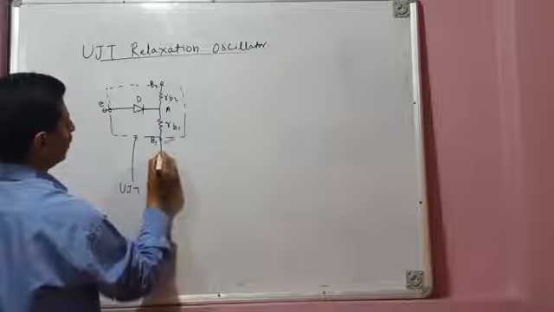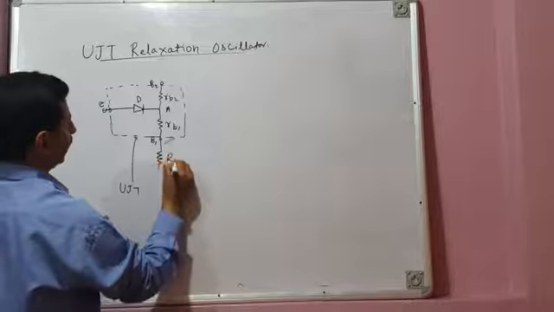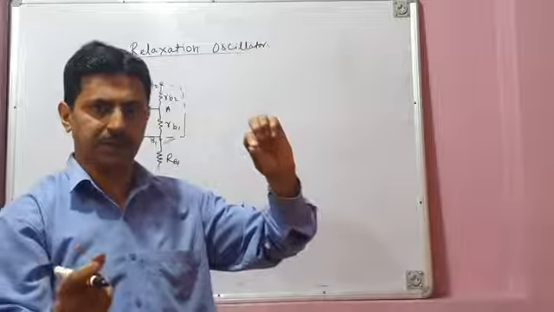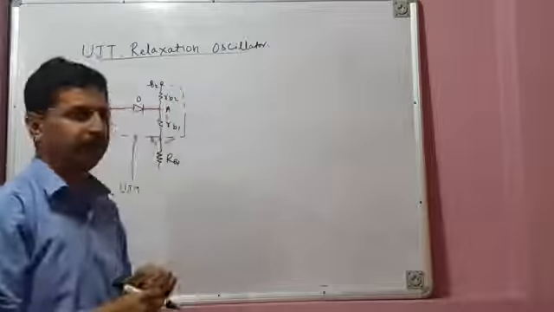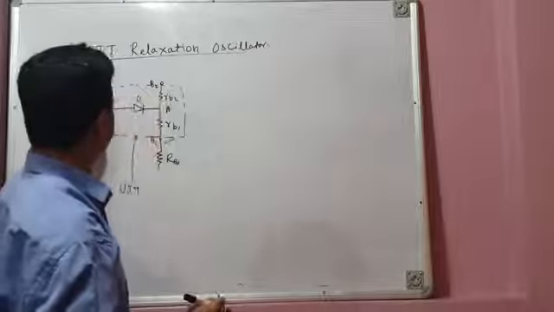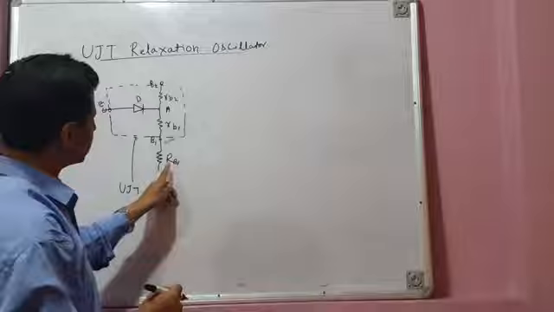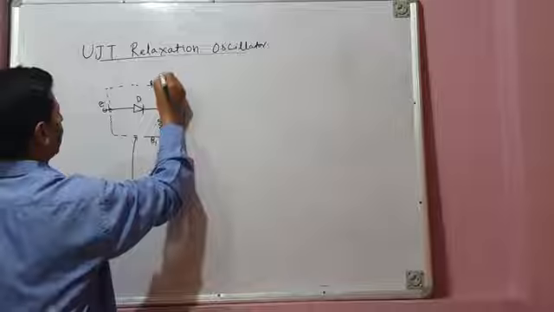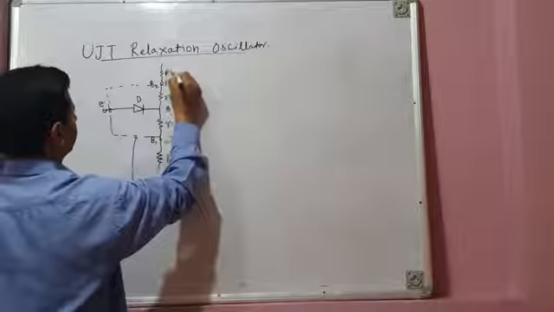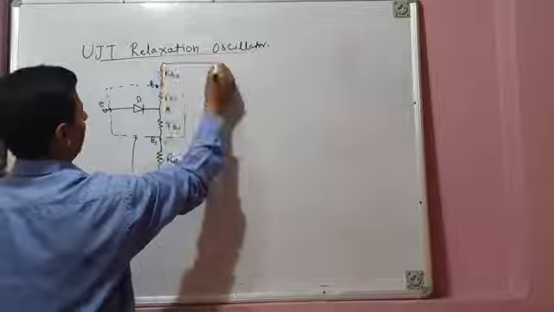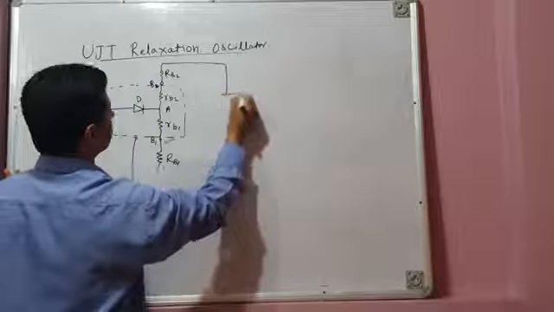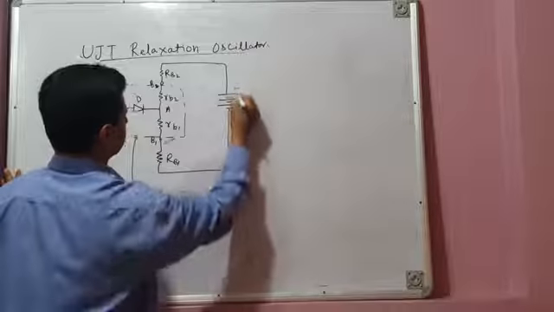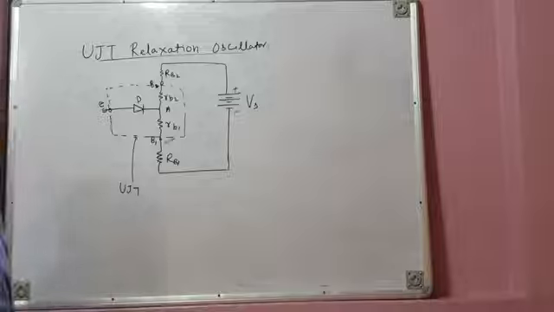Then externally we put another resistance, capital RB1. Small RB1 means the internal resistance between emitter E and base B1. RB2 is the internal resistance between emitter and base B2. And what is capital RB1? It is the external resistance that we put in the circuit. Similarly, we put another external resistance, capital RB2, at base B2. And then this is your DC power supply. It is fixed. Let us call this VS, the DC source voltage.